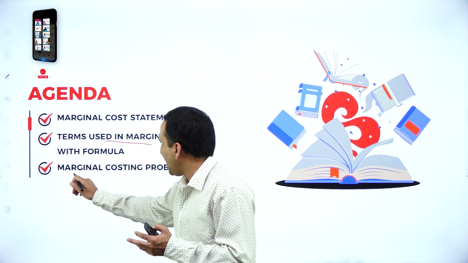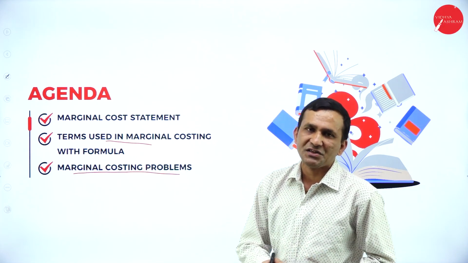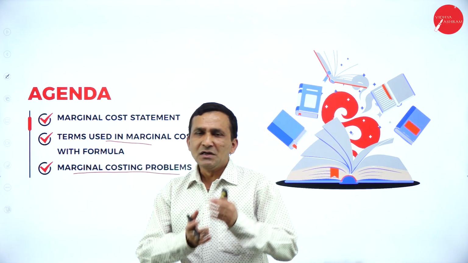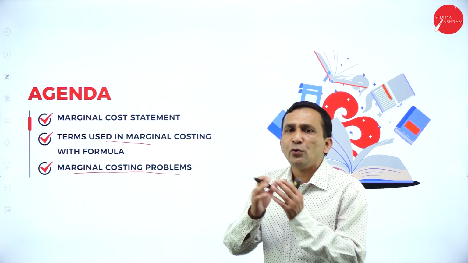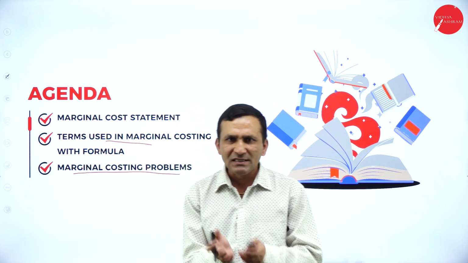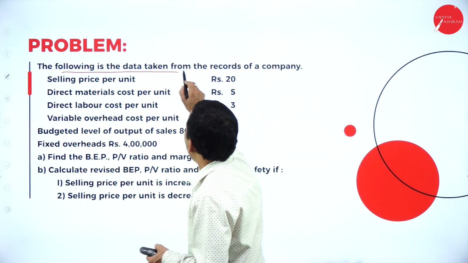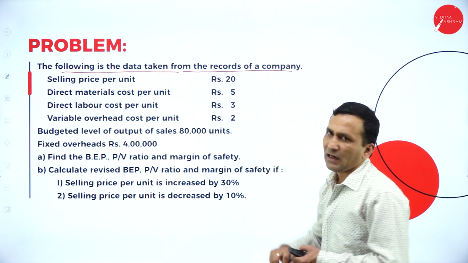So, this is a marginal costing problem. In the last session also, we dealt with the statement, and with the help of the statement, we tried to find out contribution and sales. So, there is a continuation problem here. The following data is taken from the records of the company.